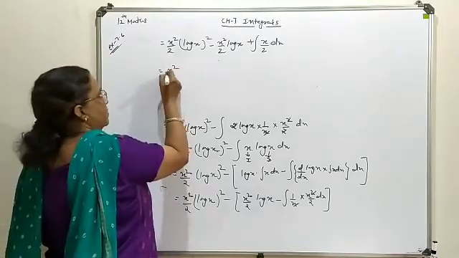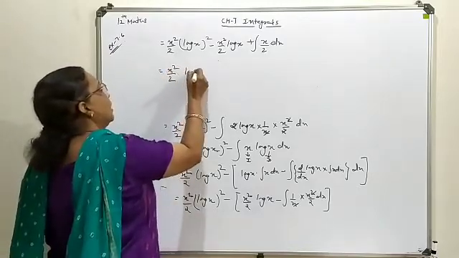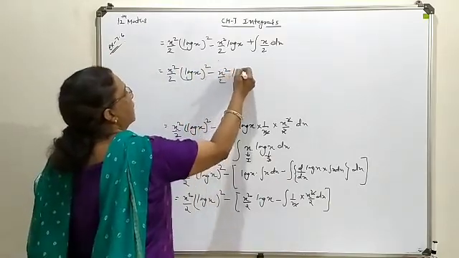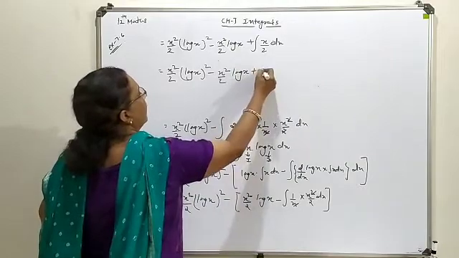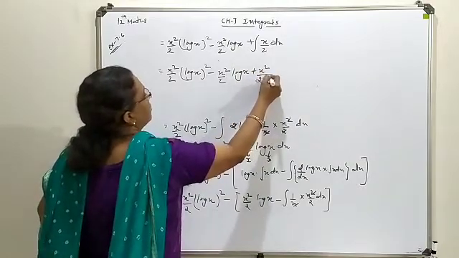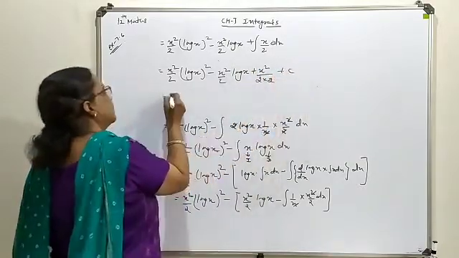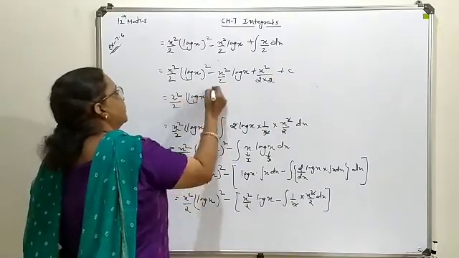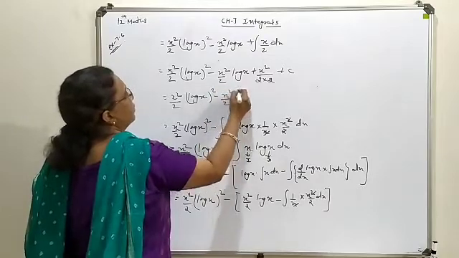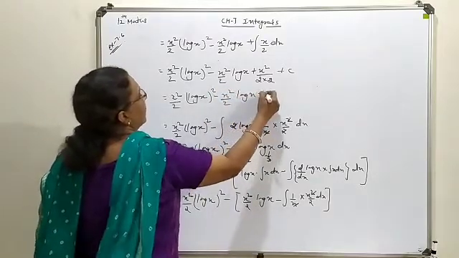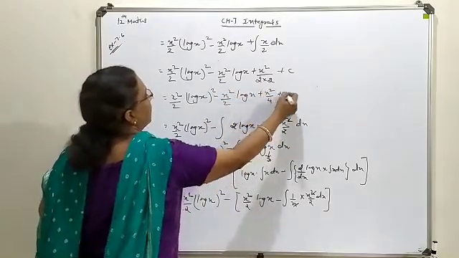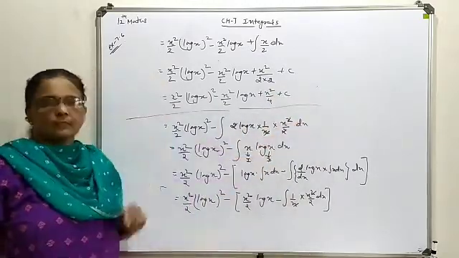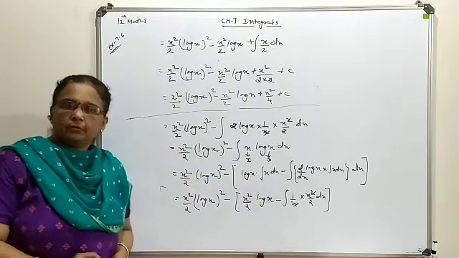So that is x square upon 2 log of x whole square minus x square upon 2 log of x plus x square by 2 into 2. This is constant. So the final answer form we have is x square by 2 log of x whole square minus x square upon 2 log of x plus x square by 4 plus c. So this is the final answer form as the solution of the given question.